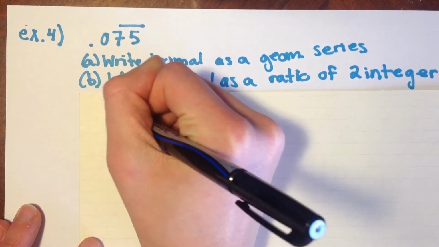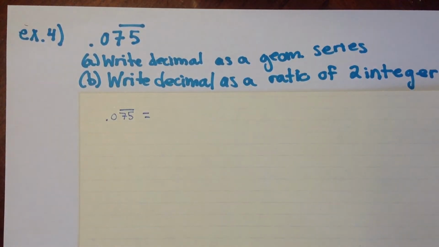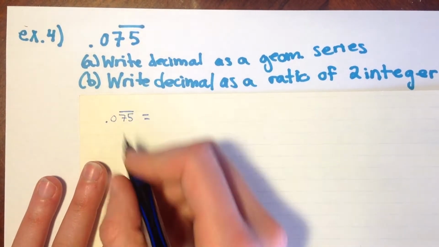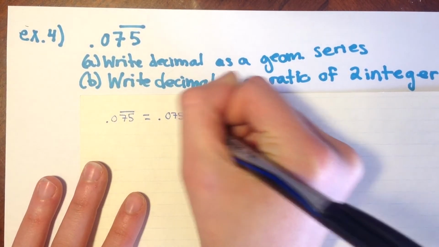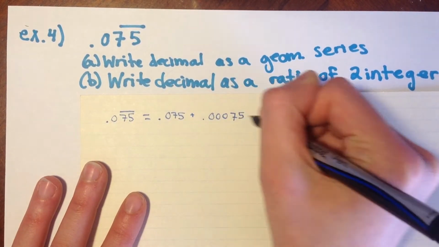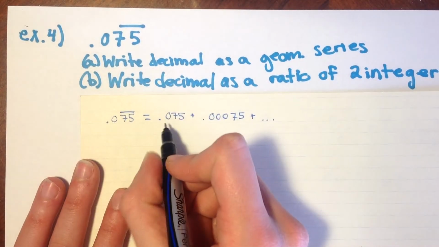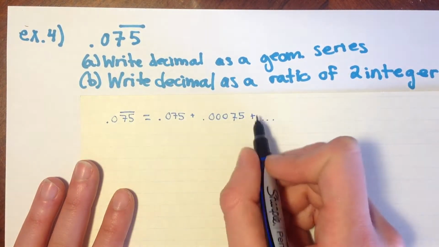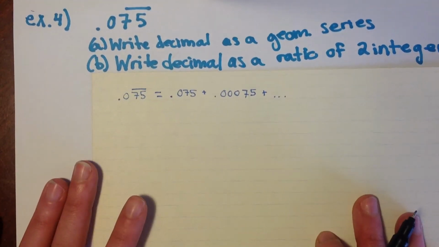And one of the best ways to do that, perhaps the only way, definitely not the only way, is by making it a sum. So we can say that this repeating decimal is equal to 0.075 plus 0.00075 plus, and that keeps extending into infinity. So notice how you can keep adding this and you'll end up with this number. So that's basically what I'm saying.